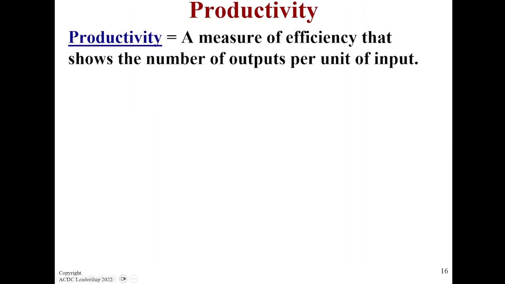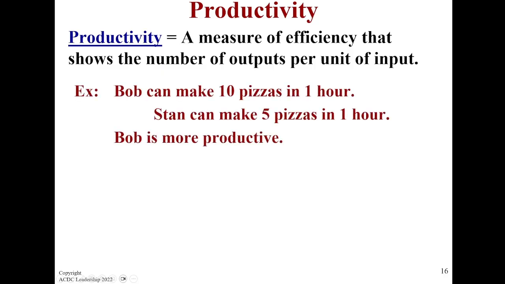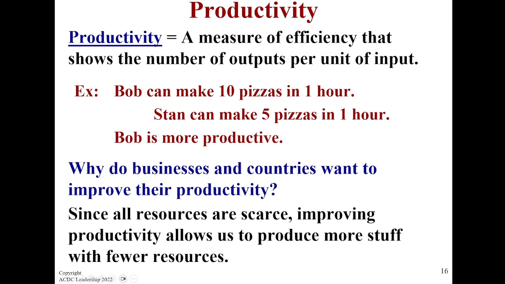So let's go on to productivity, right? Productivity is a measure of efficiency that shows the number of outputs per unit of input, right? So this is a good example. If Bob can make 10 pizzas in 1 hour and Stan can make 5 pizzas in 1 hour, Bob is more productive. Essentially, he'll be more efficient in a business. So businesses and countries want to improve their productivity since all resources are scarce. Like I mentioned earlier, time is a resource. Both of these guys can make 10 pizzas, but Stan is using 1 more hour. He's using more resources, and time is also scarce.